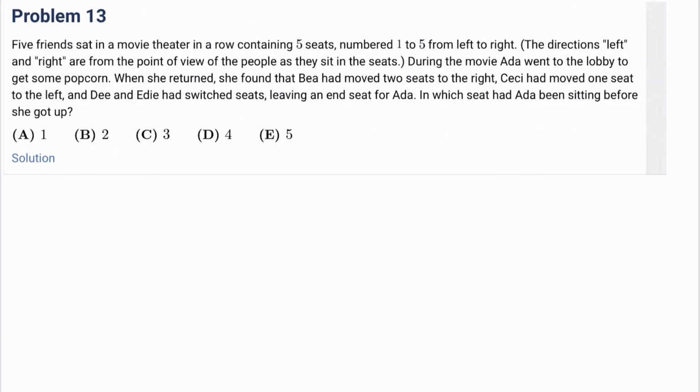Problem number 13. 5 friends sat in a movie theater in a row containing 5 seats, numbered 1 to 5 from left to right. The directions left and right are from the point of view of the people as they sit in the seats. During the movie, Ada went to the lobby to get some popcorn.